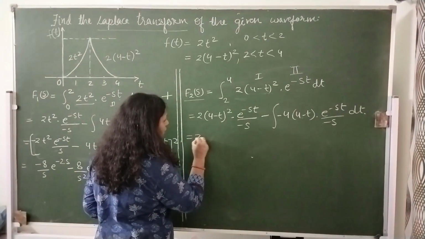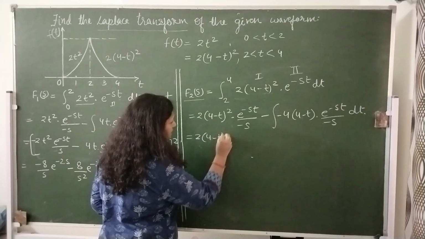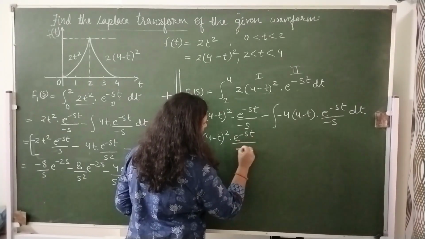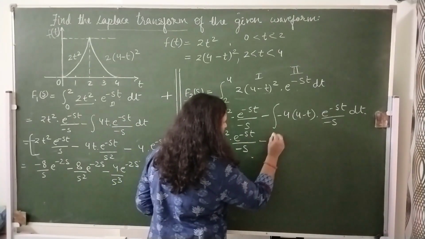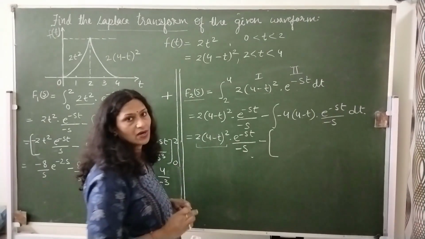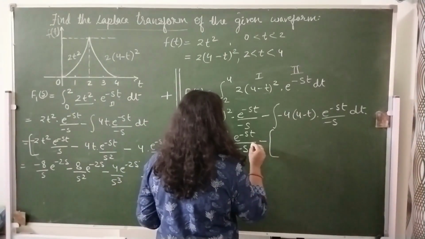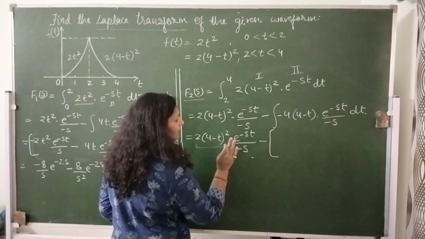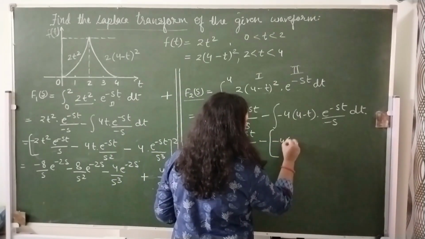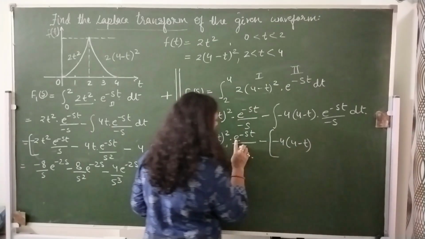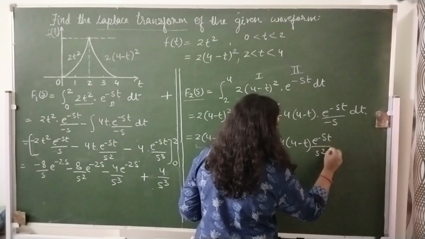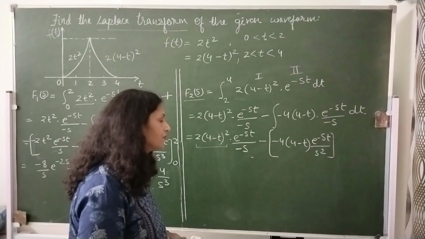This will come while we write the integration by parts rule. Now I suggest you continue with this rule. This function will come as it is. Now put a minus sign, differentiate this term and integrate this term to get the next term. Differentiate this part, integrate this part to get the next term. So differentiation will give minus 4(4 minus t), integration of this will give e to the power minus st by s square. This is our second term.